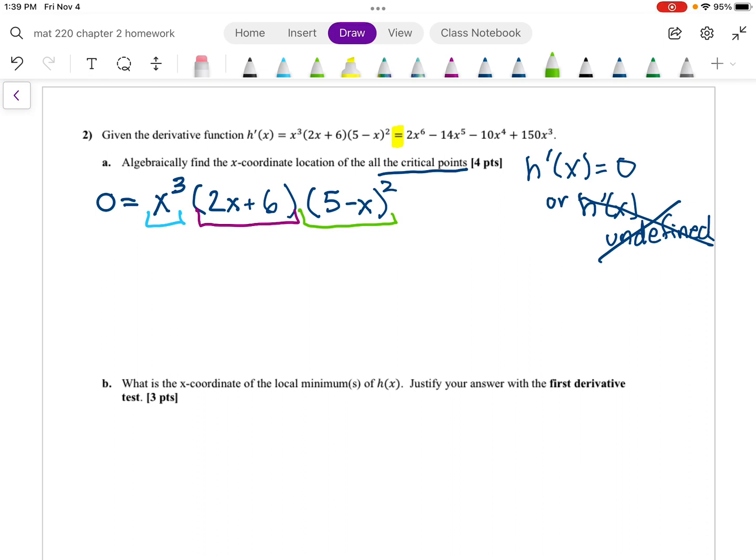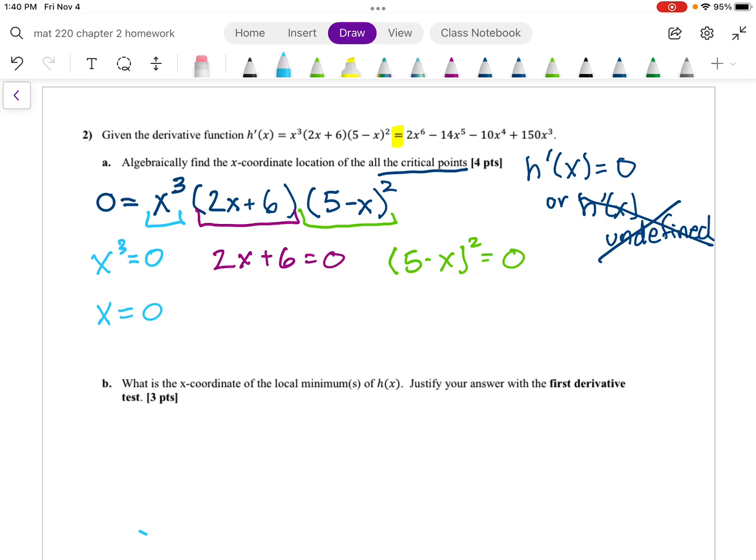So basically I need to create three mini equations. One equation would be (5 minus x) squared equals 0. And then I would have 2x plus 6 equals 0. And then last but not least, x cubed equals 0. If I solve these three equations, they're going to tell me where my critical values occur. So x cubed is going to be 0 when x equals 0.